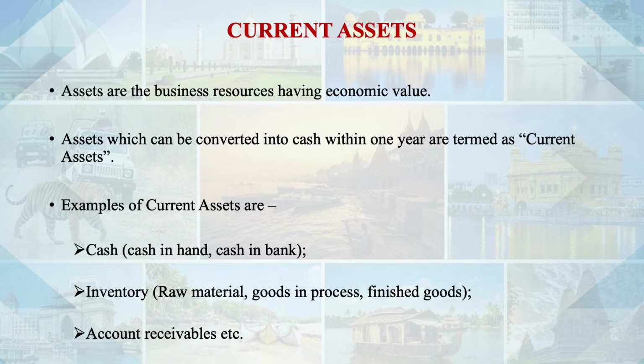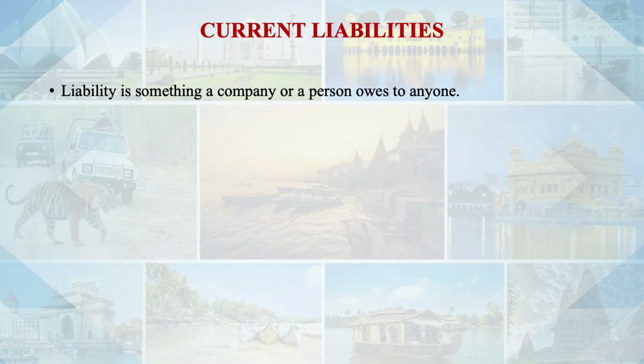Then there are the current liabilities. So liability is something which a company or a person owes. Means if you borrow some money from your friend, then you owe that much money to your friend. It means that is your liability. So the same can be the case with the business. When the business borrows or raises some funds which it needs to repay, then it becomes the liability of that business. Liability is simply something that a company or a person owes to some other person or some other business organization.